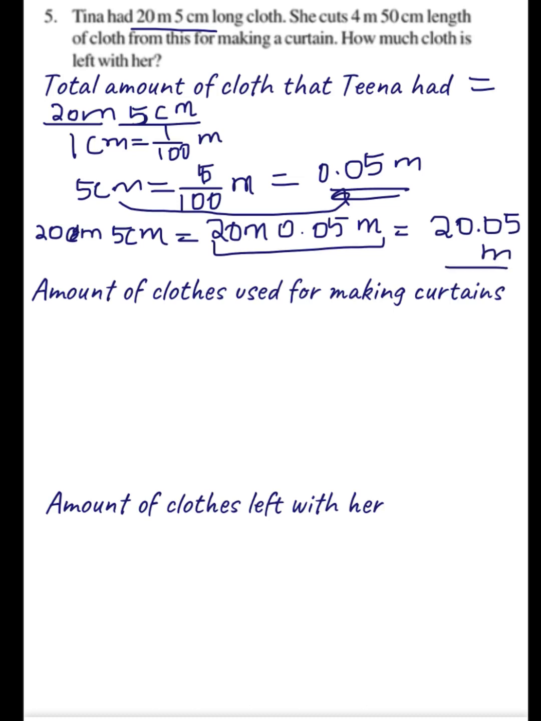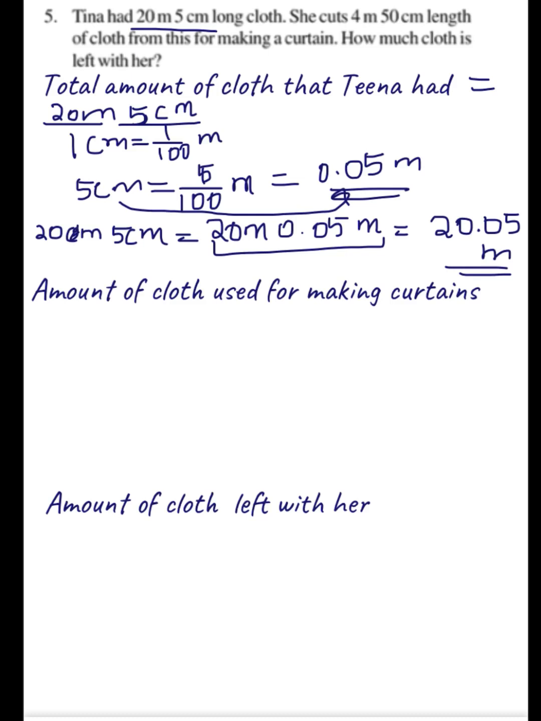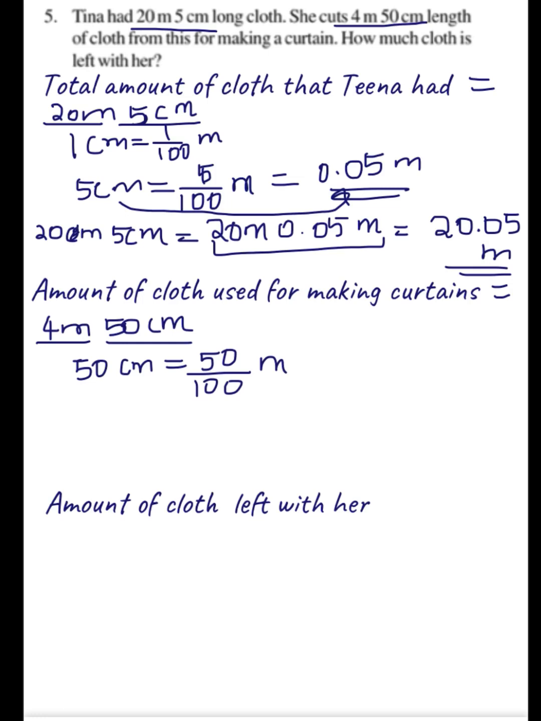20.05 meter. So the total amount of cloth that Tina had is equal to 20.05 meter. Now let's write the amount of cloth used for making curtains. It's also given in the question as 4 meter 50 centimeter. So let's convert this also into meter. 4 meter is already in meter, so let's convert 50 centimeter to meter. 50 centimeter will be equal to 50 by 100 meter. Now what is 50 by 100? You know that it's equal to 0.50 meter.